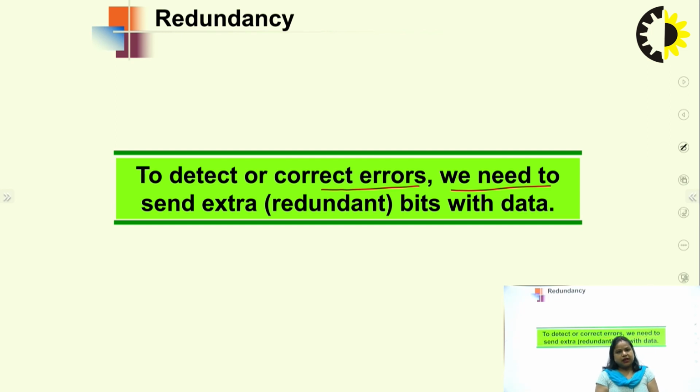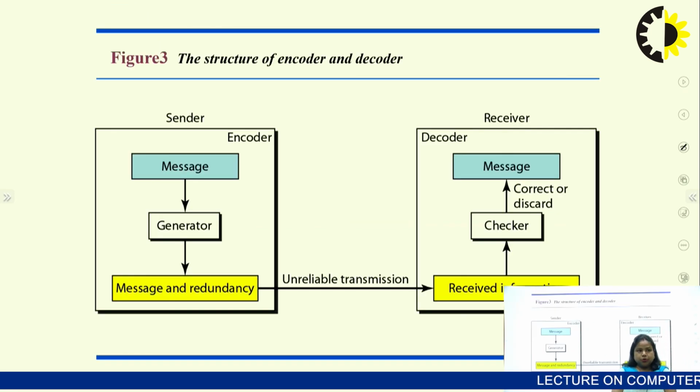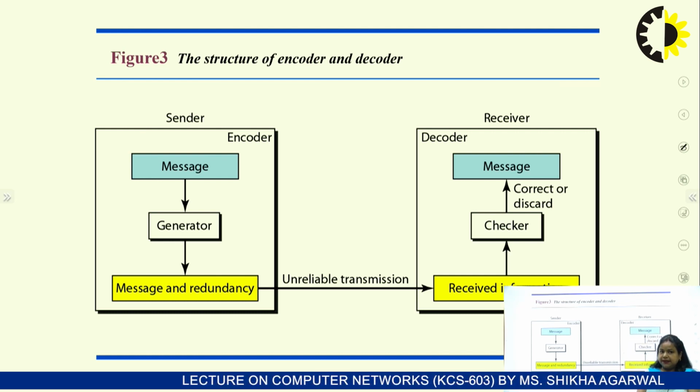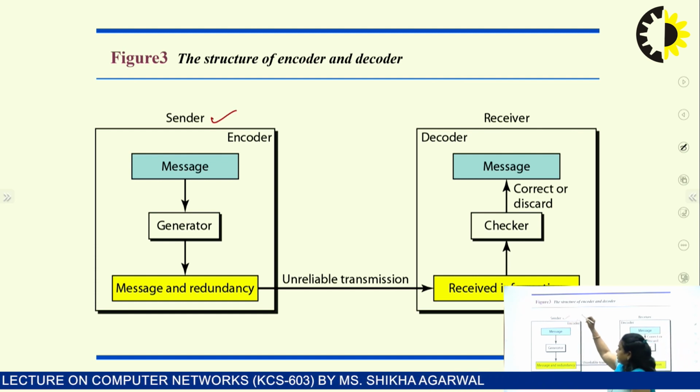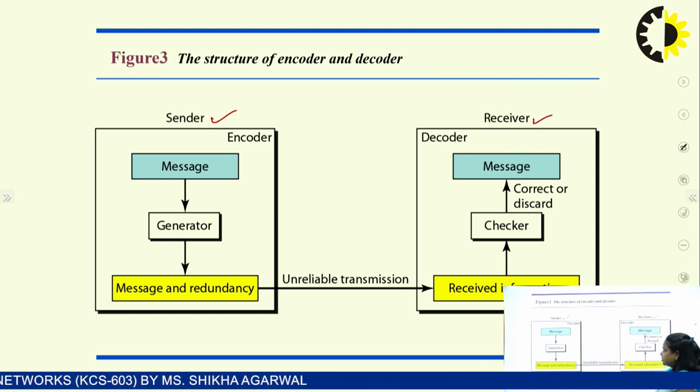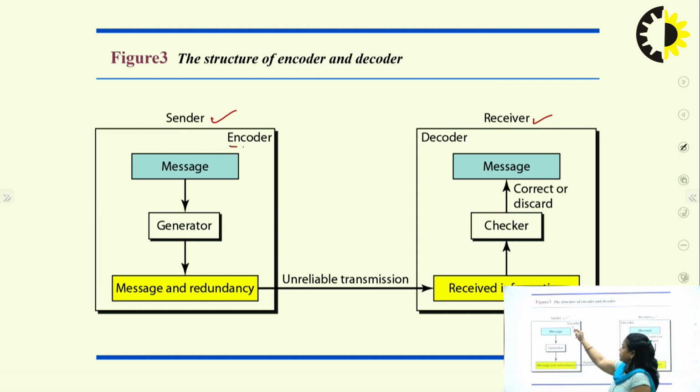So whenever we are detecting or correcting errors, we need to include certain extra bits, and those extra bits are called redundant bits, right? Now you can see the structure of including the redundancy bits. Whenever we talk about data transmission from the sender towards the receiver side, on the sender side, first of all, the data or the message is encoded by using the encoder, and on the receiver side, whatever message we have received should be decoded.